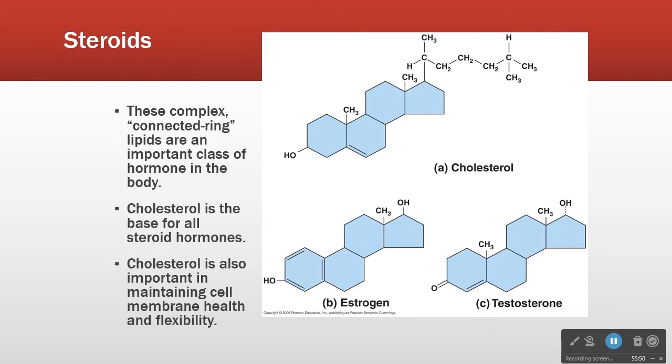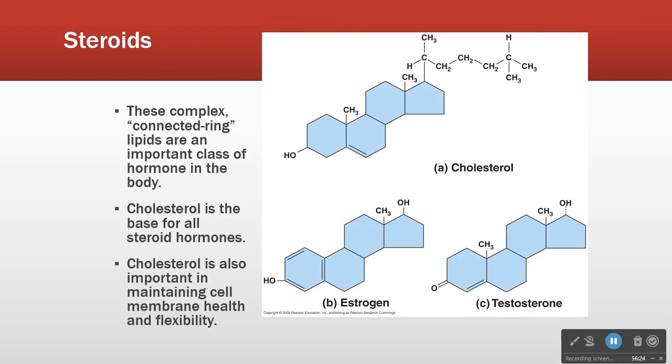So cholesterol is what we ingest. This is where it comes from. Cholesterol comes from animal products, right? So meat, for example. We can also produce our own cholesterol if you're a strict vegetarian. But the cholesterol is metabolized to form hormones like estrogen and testosterone. Progesterone is also on this list. There's a long list. Short version, this connected ring structure gets modified to form hormones.